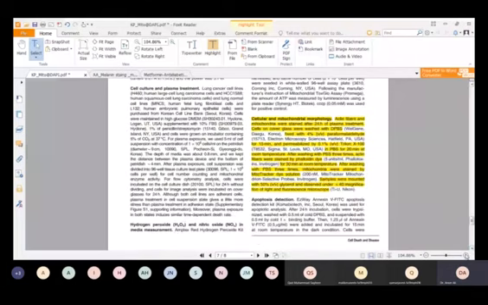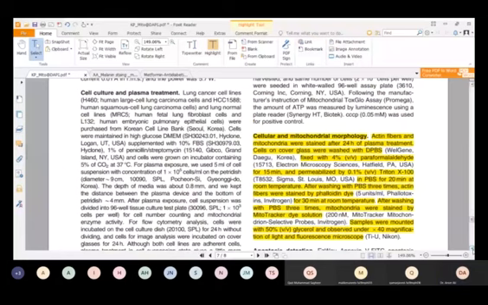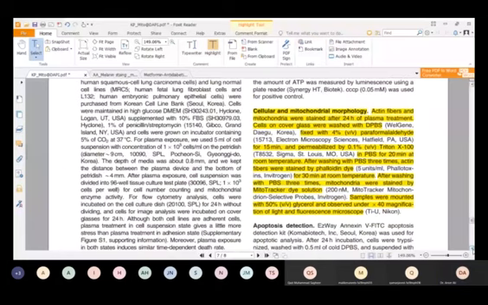I hope this highlighted text is visible to you, right? बच्चों आपको ये highlighted text visible है? Yes, sir. Okay.